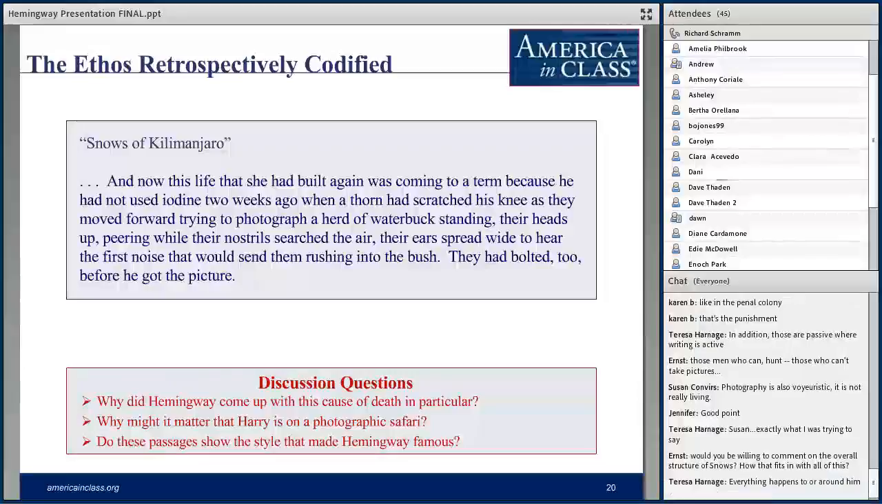And we have some comments here. Teresa echoes your comment about he's not writing. She writes, in addition, those are passive activities of photography, whereas writing is active. Ernst summarizes this in those men who can hunt, those who can't take pictures. Right. Susan writes, photography is also, this is a really good point, voyeuristic, whereas writing is really living. And let's see. Ernst asks, would you be willing to comment on the overall structure of Snows, how that fits in with all of this?